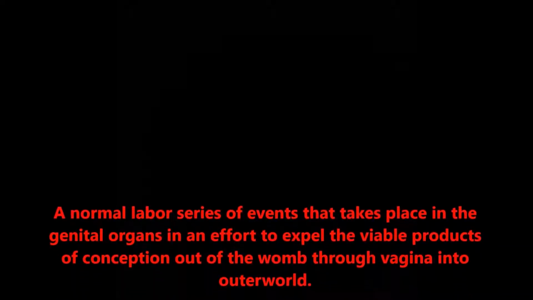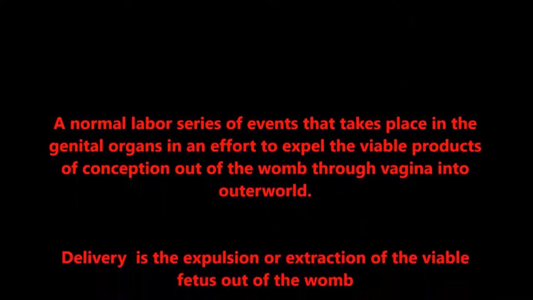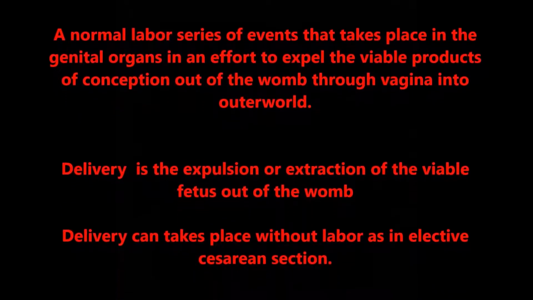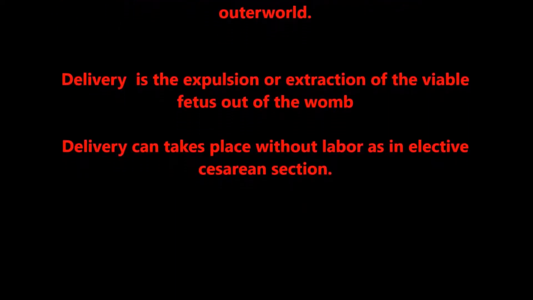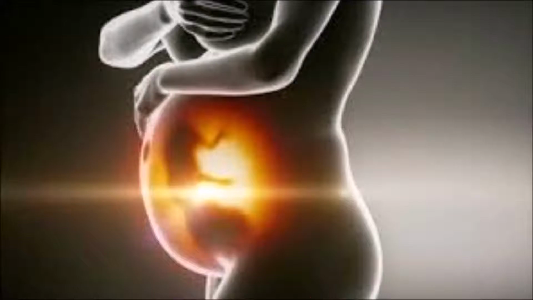A normal labor is a series of events that takes place in the genital organs in an effort to expel the viable products of conception out of the womb through the vagina into the outer world. Whereas delivery is the expulsion or extraction of the fetus out of the womb. Delivery can take place without labor, as in elective cesarean section.